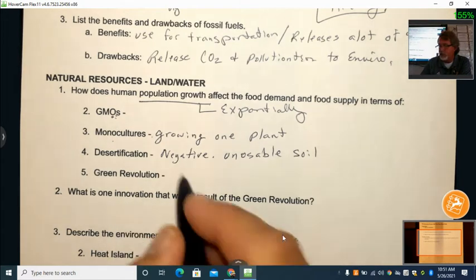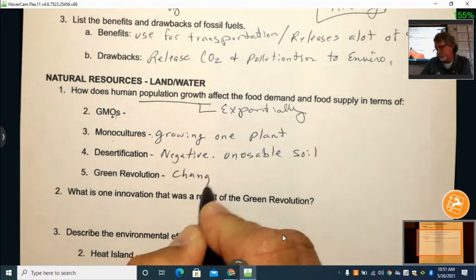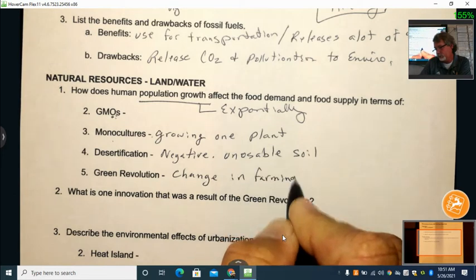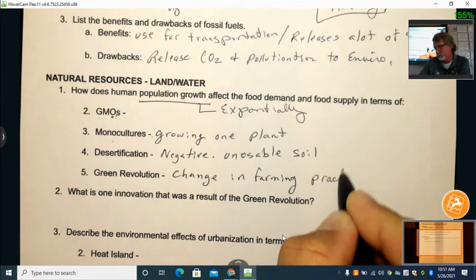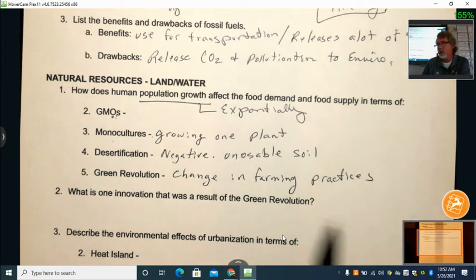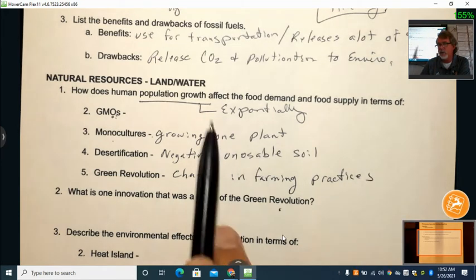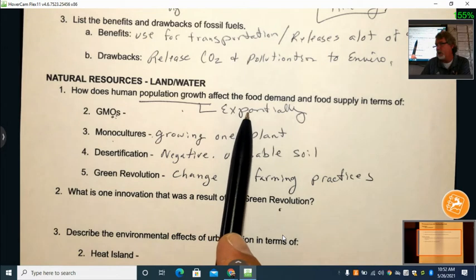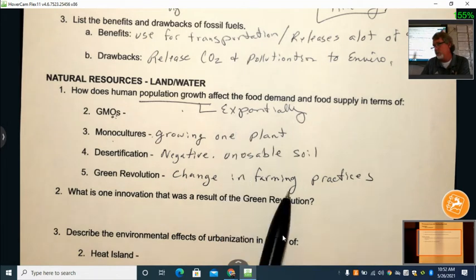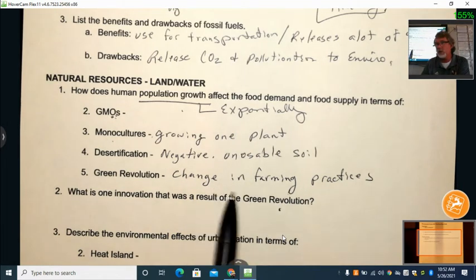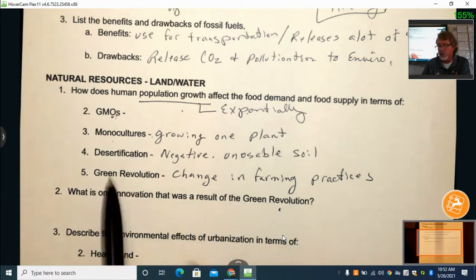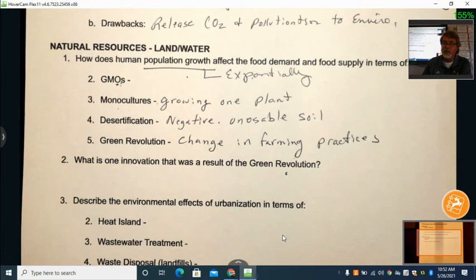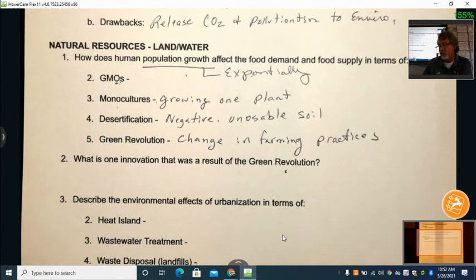The Green Revolution is a change in farming practices. And why did we have to make those changes? Because we're exponentially growing our human population and we've got to feed everybody. Okay, so what are some of the farming practices? Well, monoculture, irrigation, GMOs, those are all really part of the Green Revolution. What's one innovation that's a result of the Green Revolution?